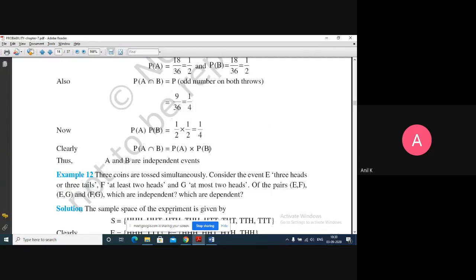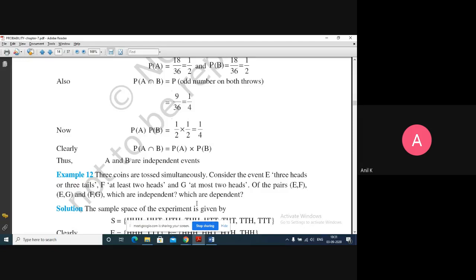So if the question asks you to check whether both are independent or not, this is the process you have to use. You have to find P of A, P of B, then P of A into P of B. Then you have to find P of A intersection B. Both the answers must be the same. If they are the same without your mistakes, then they are independent. If they are the same because of your mistakes, then still they are not independent. Okay.